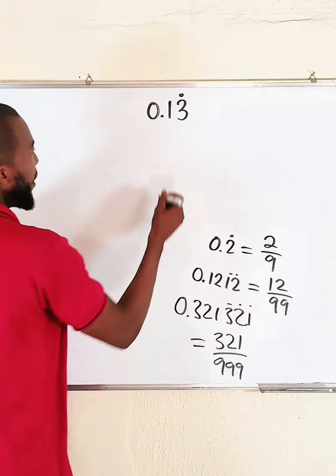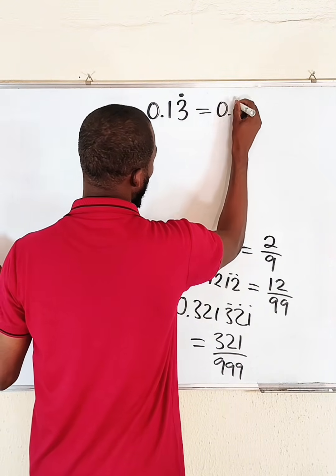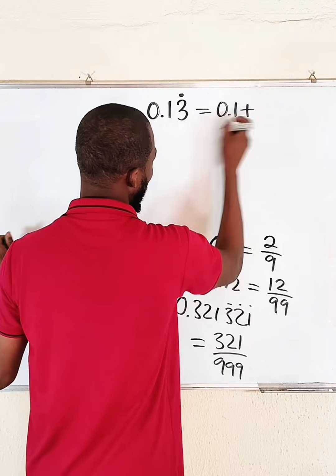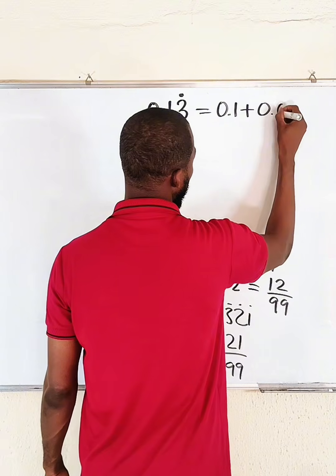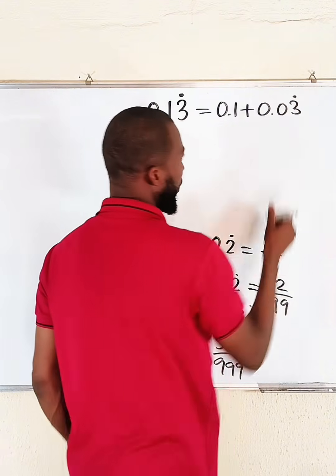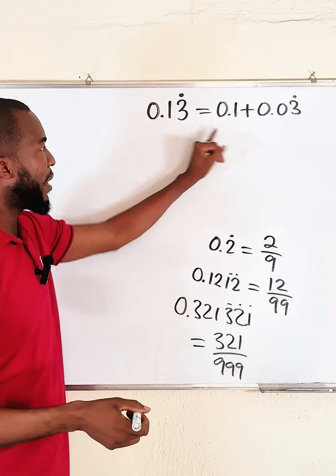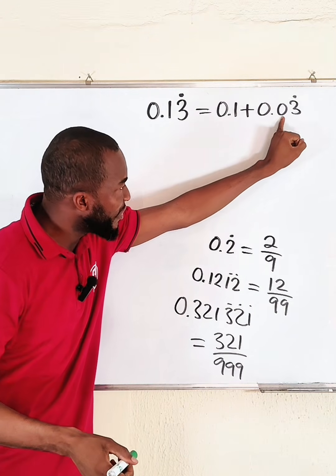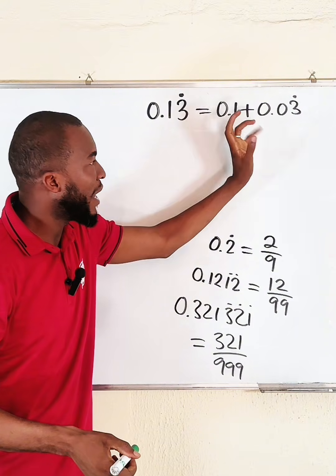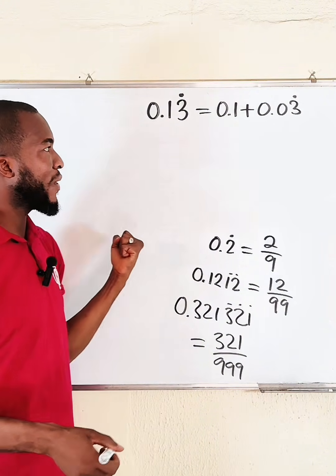And how can we do that? Let me show you. First of all, you can break this into 0.1. Separate it from the original number. So you have plus 0.03 recurring. Once you add this, you are going to get this back. You should know that. Remember, this decimal point will have to be here. Therefore, this one will have to be under 0. So eventually you have 0.13 if you add them together.